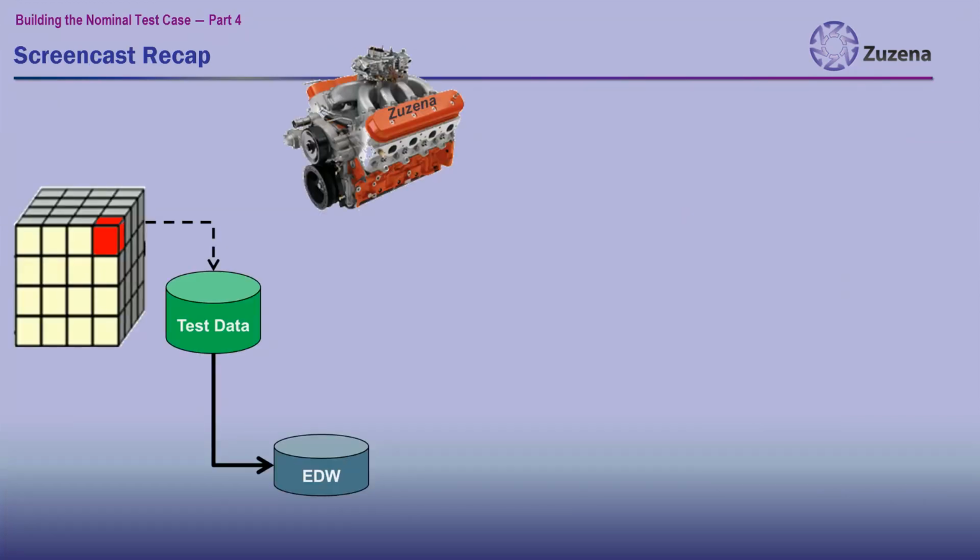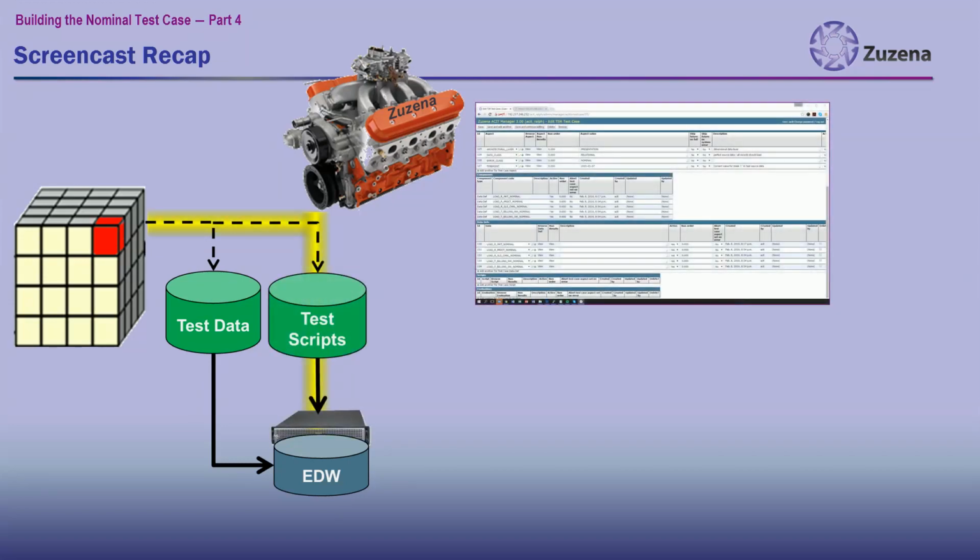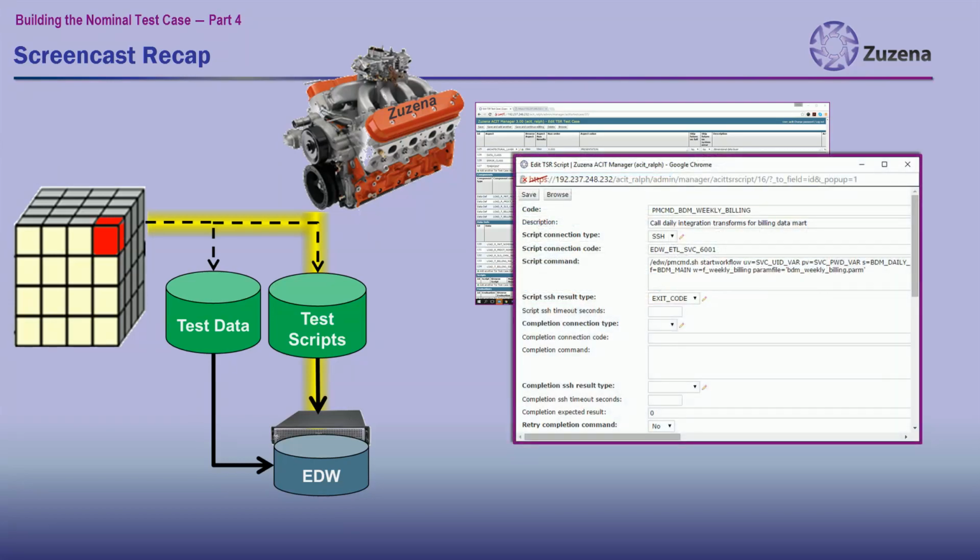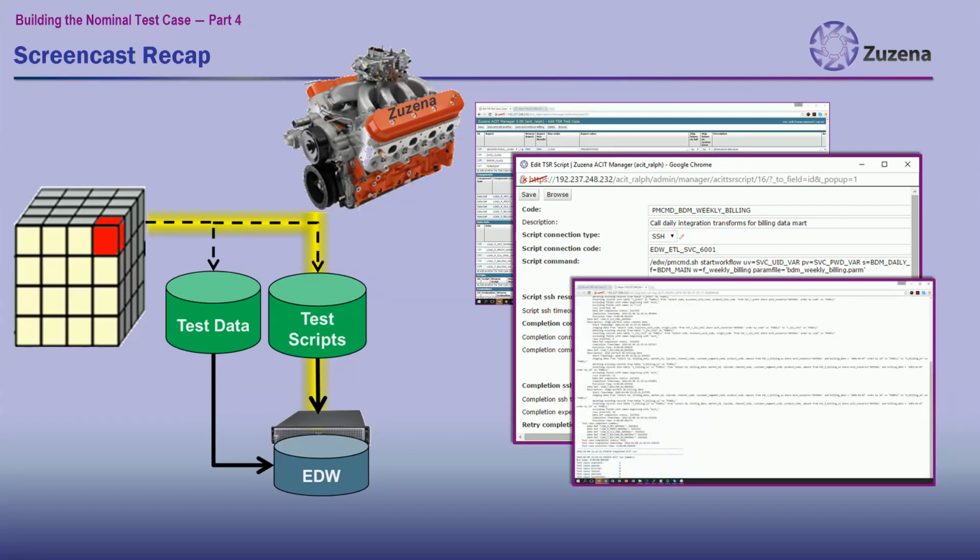This 4th video about building a nominal test case focused upon adding test scripts to the test case container. First, we used the graphical user interface to open the test case container and examine an existing test script that used SQL to clear from the target tables any records that might interfere with the ETL we want to call. Next, we added a test script that used an operating system command to call a shell script that invoked the team's ETL engine. That ETL action transformed the information that the data prep steps had staged and loaded the new records into the target fact table. Finally, we opened the console output that Zuzena captured to examine the execution details of our test scripts.